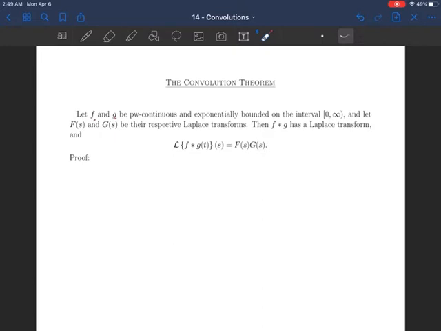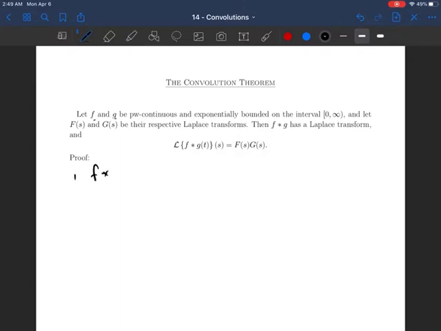So let f and g be piecewise continuous and exponentially bounded. So that means that they have Laplace transforms, right, on the interval 0 to infinity, and let F of s and G of s be their respective Laplace transforms. Then it turns out that f star g also has a Laplace transform, meaning it is also piecewise continuous and exponentially bounded. And furthermore, the Laplace transform of f star g of t is equal to F of s times G of s. All right, so what do we have to prove?